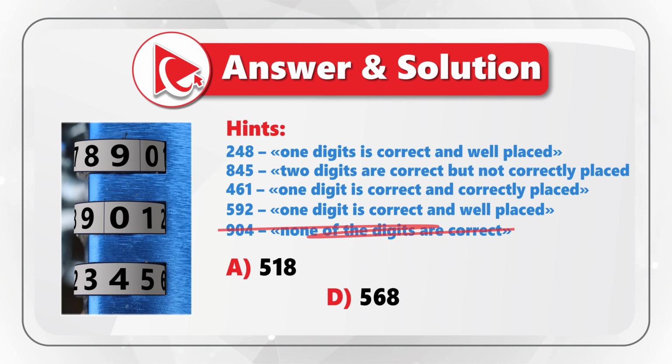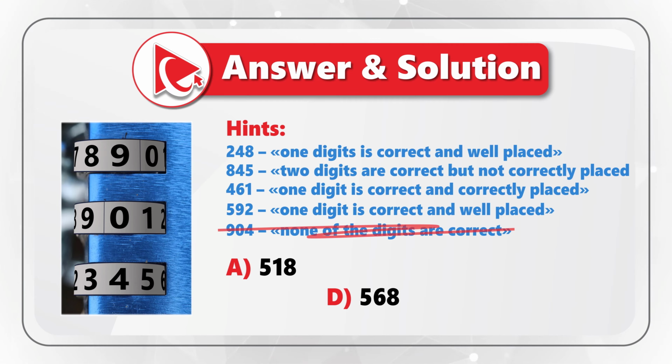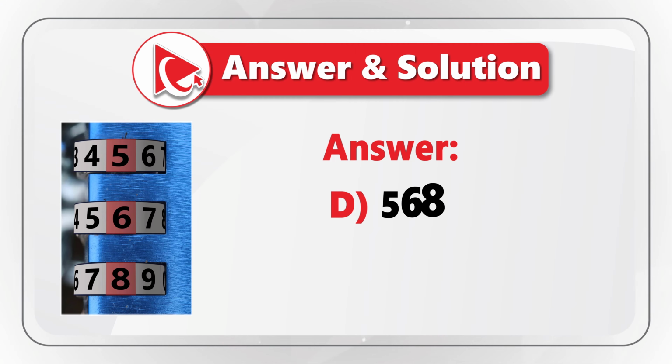Let's continue elimination to get to the correct answer. If we look through the remaining 4 hints, we learn that in hint 1, where digits are 2, 4, 8, only 1 digit is correctly placed, which is digit 8. In hint 2, 2 digits are correct, but they're not correctly placed, and they're digits 8 and 5. In hint 3, only 1 digit 6 is correct, and it is correctly placed. And last but not least, in hint 4, digit 5 is correct, and it is well placed. Based on this, the correct answer here is choice D, 568.